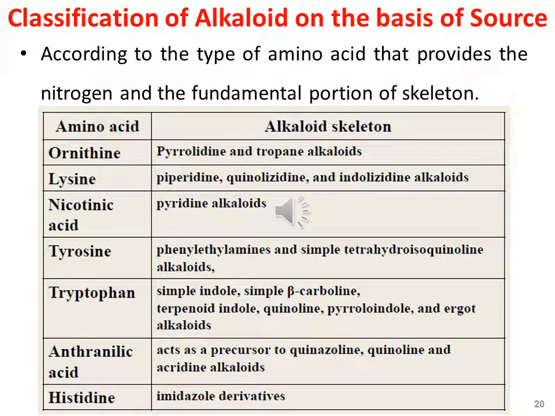There is another way to classify the alkaloids. This method of classification of alkaloids is based on the type of the amino acid which is used to derive the nitrogen and the fundamental portion of the skeleton of the alkaloid. For example, pyridine and pyrrolidine alkaloids are derived from ornithine, and hence they are called as ornithine alkaloids.